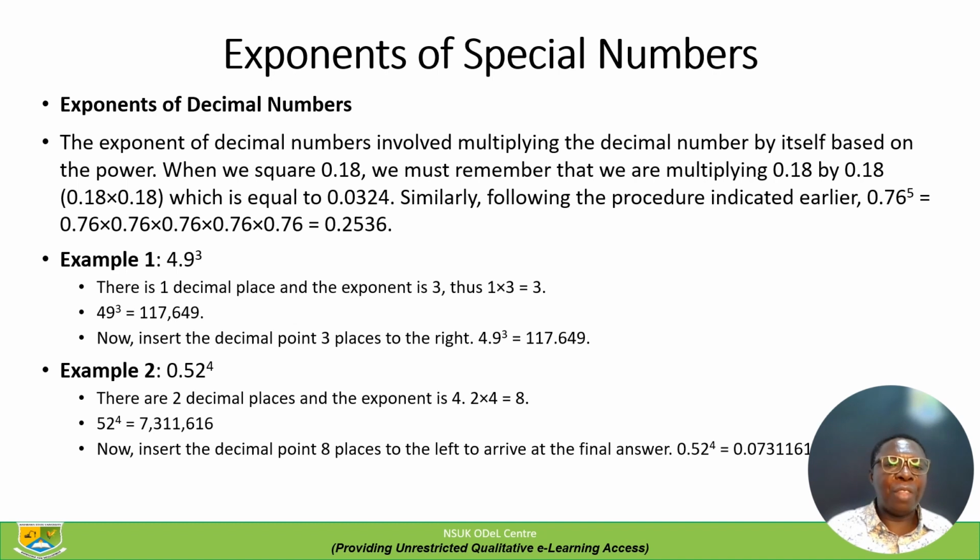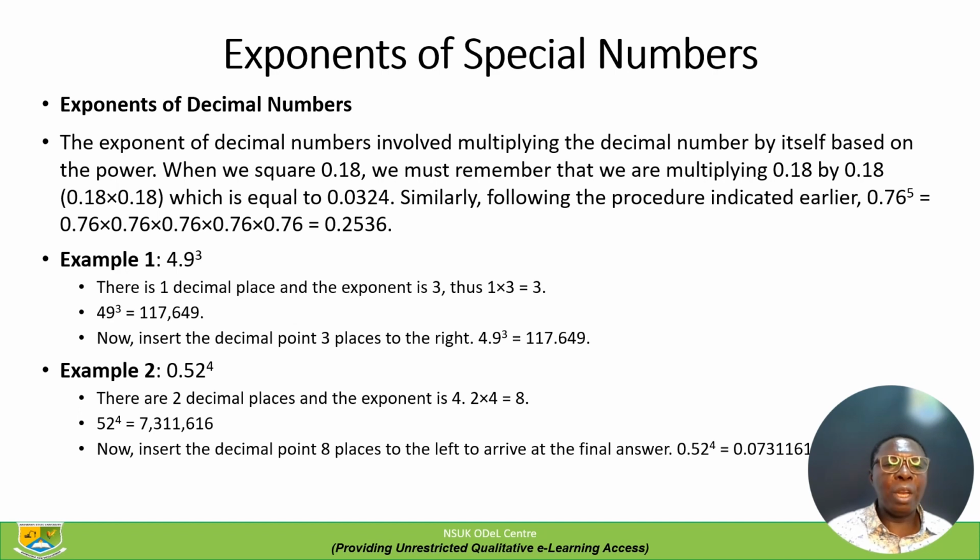Exponents of special numbers continue. So let's look at exponents of decimal numbers. The exponent of decimal numbers involves multiplying the decimal number by itself based on the power. When we square 0.18, we must remember that we are multiplying 0.18 by 0.18. So 0.18 times 0.18 is equal to 0.0324. Similarly, following the procedure indicated earlier, 0.76 to the power of 5 is equal to 0.76 times 0.76 times 0.76 times 0.76 times 0.76, up to 5 places, which is equal to 0.2536.